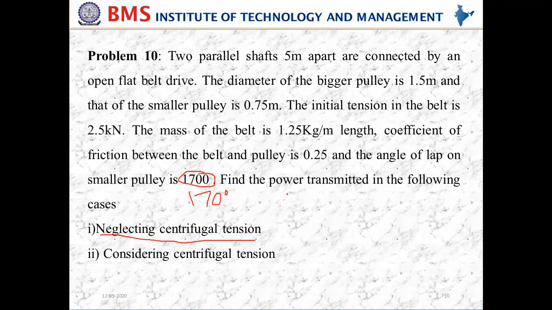From the initial tension, we can find T1 plus T2 using T0 equal to (T1 plus T2) by 2. In the second case, we need to take T0 equal to (T1 plus T2 plus 2 Tc) by 2, which is equal to 2.5 kilonewtons. Likewise, you need to take two different equations: one not considering the centrifugal tension, the other considering the centrifugal tension. Use these equations and find the power transmitted in both cases. We know that power transmitted is (T1 minus T2) into V.